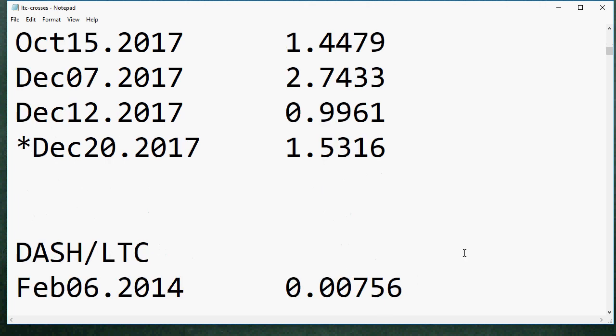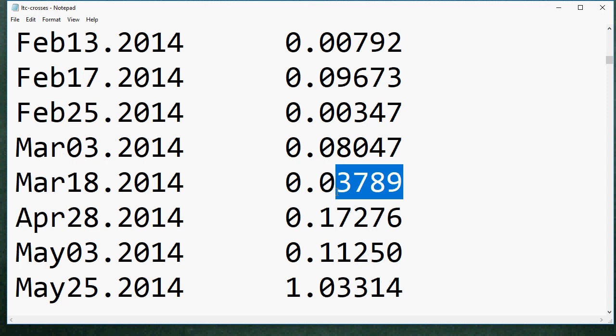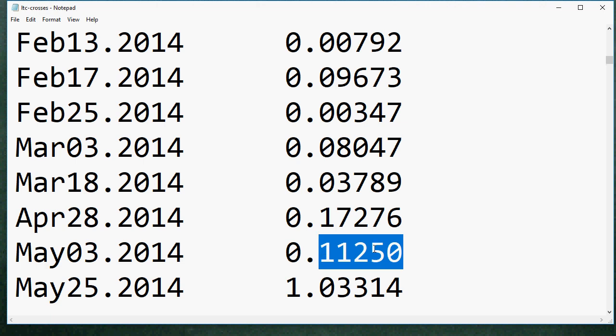Dash. Now look how busy Dash becomes on this. This is just incredible. February 6th, February 12th, February 13th, February 17th, February 25th, March 3rd, March 8th, 2014. Price goes from 756, 1756, down to about 800, up to close to 10,000, down to 347. Maybe there were a few little errors in there, even still. Up to 8,000, down to 4,000. I tried to verify as much of it as I could, but this thing did go wild from the start though. And then you go from 3,700 to 17,000, down to 11,000, and then 10 times higher.